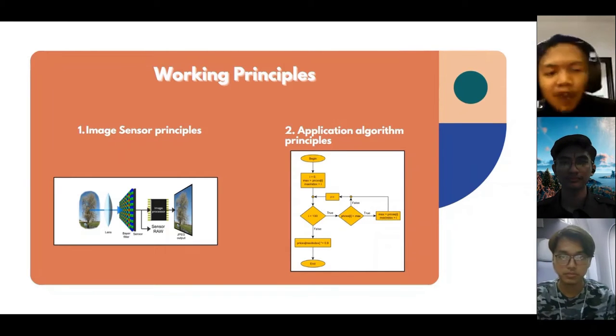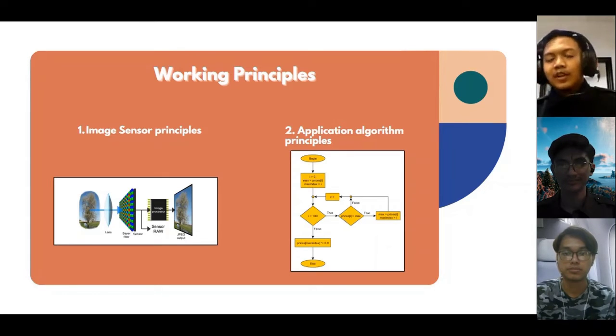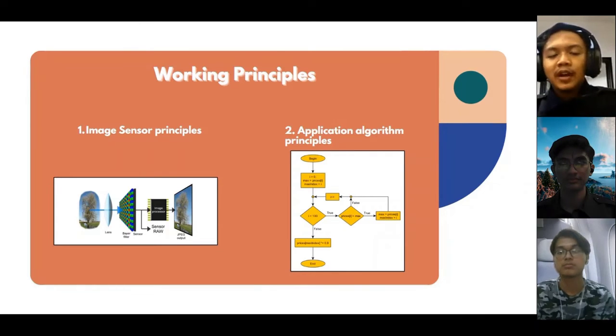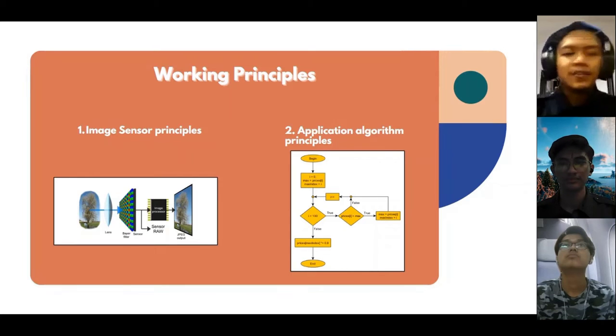Okay, so how is the principle? The principle is when you open the smartphone and then you open the application, and you face your camera towards the barcode, the sensor will detect the light that comes from the barcode, and then transform the light into a voltage signal. The signal will be sent to the processor, and the processor will process the signal and result in an image. Okay, that is the first principle.